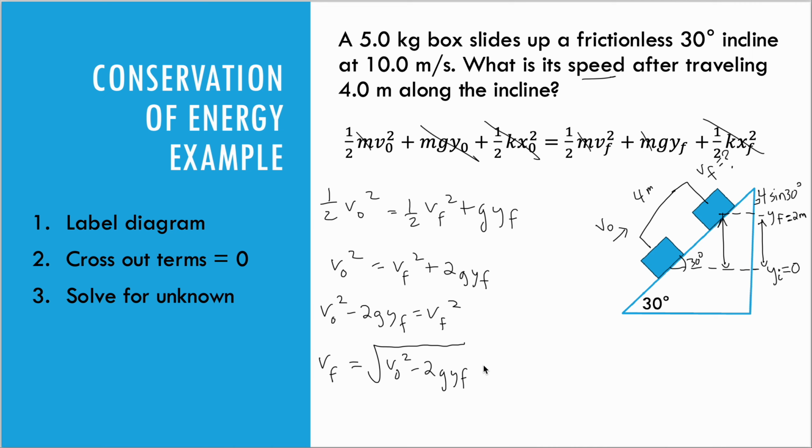Now we're ready to plug in our values. The square root of 10 squared, that was our initial speed, minus 2, 9.8 for g, and 2 for the final height. Plug all of this in, it's going to give us 7.8 meters per second. So this is how you solve conservation of energy problems. When you see that change in height and that change in speed, go ahead and set up your equation.